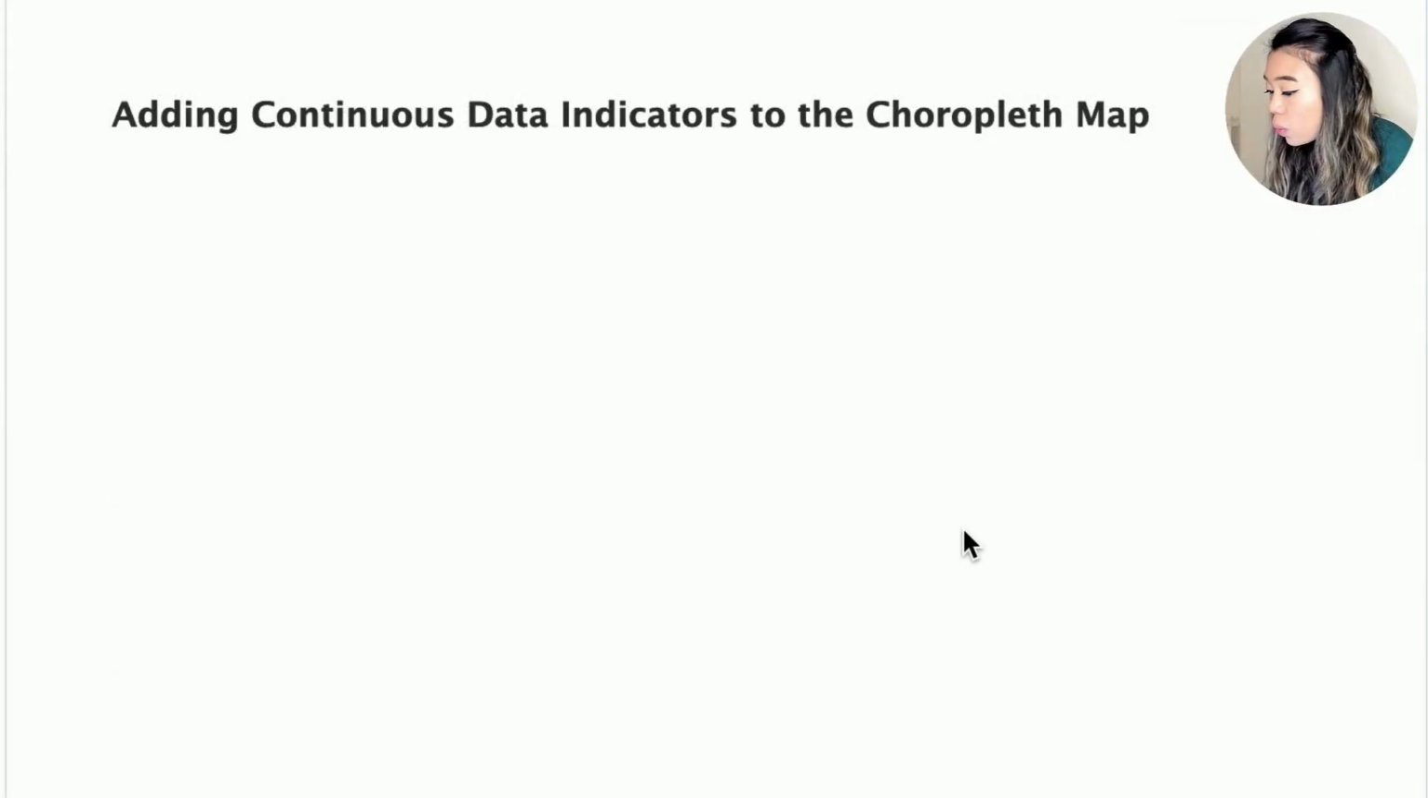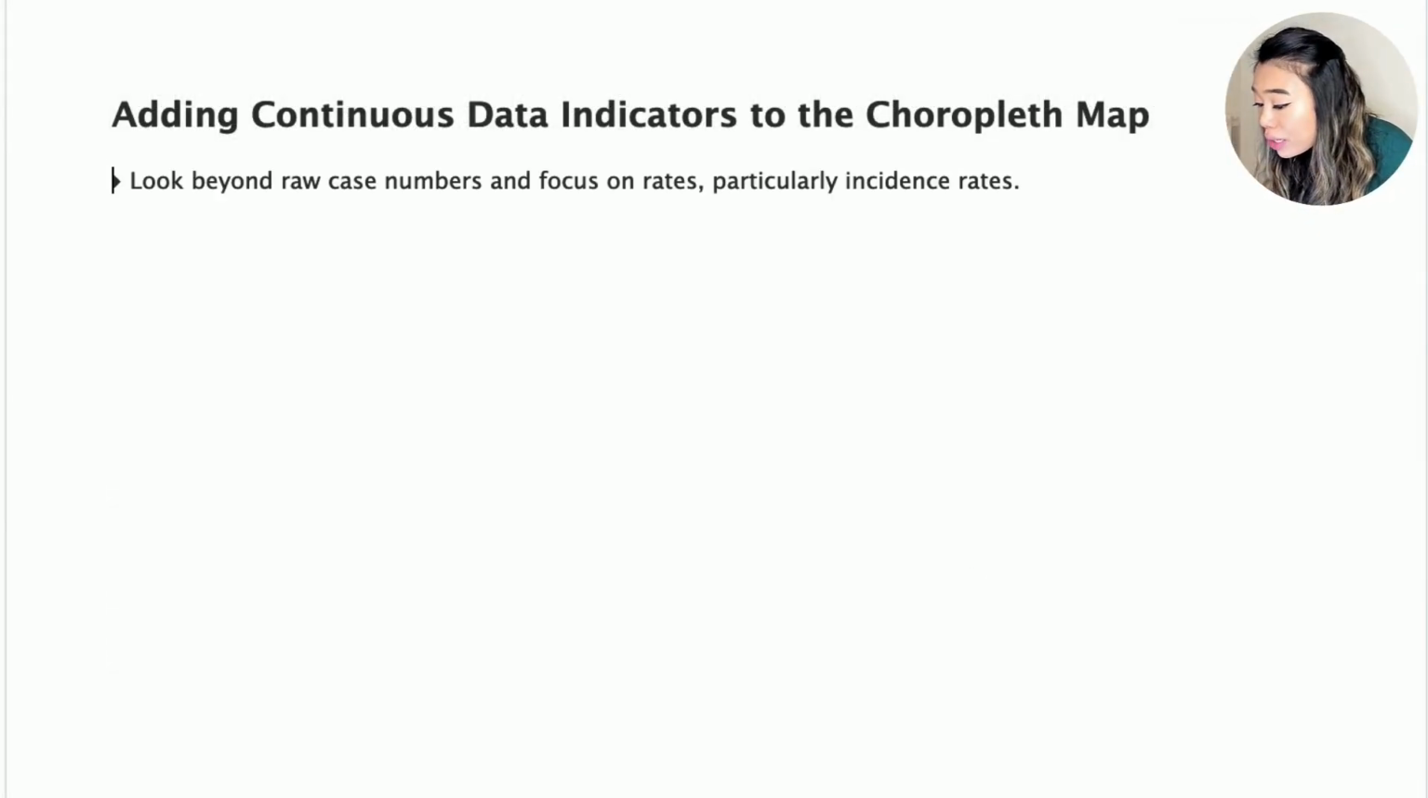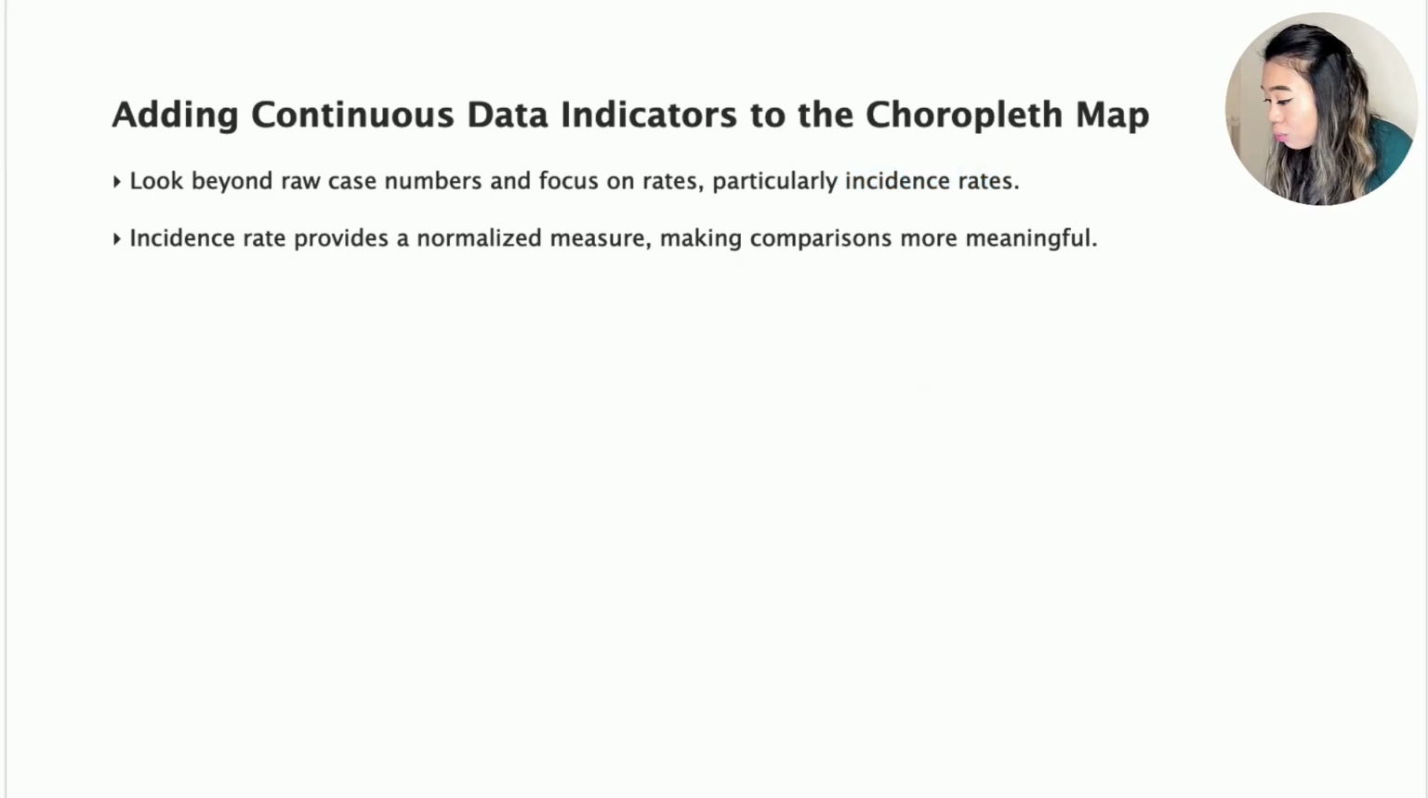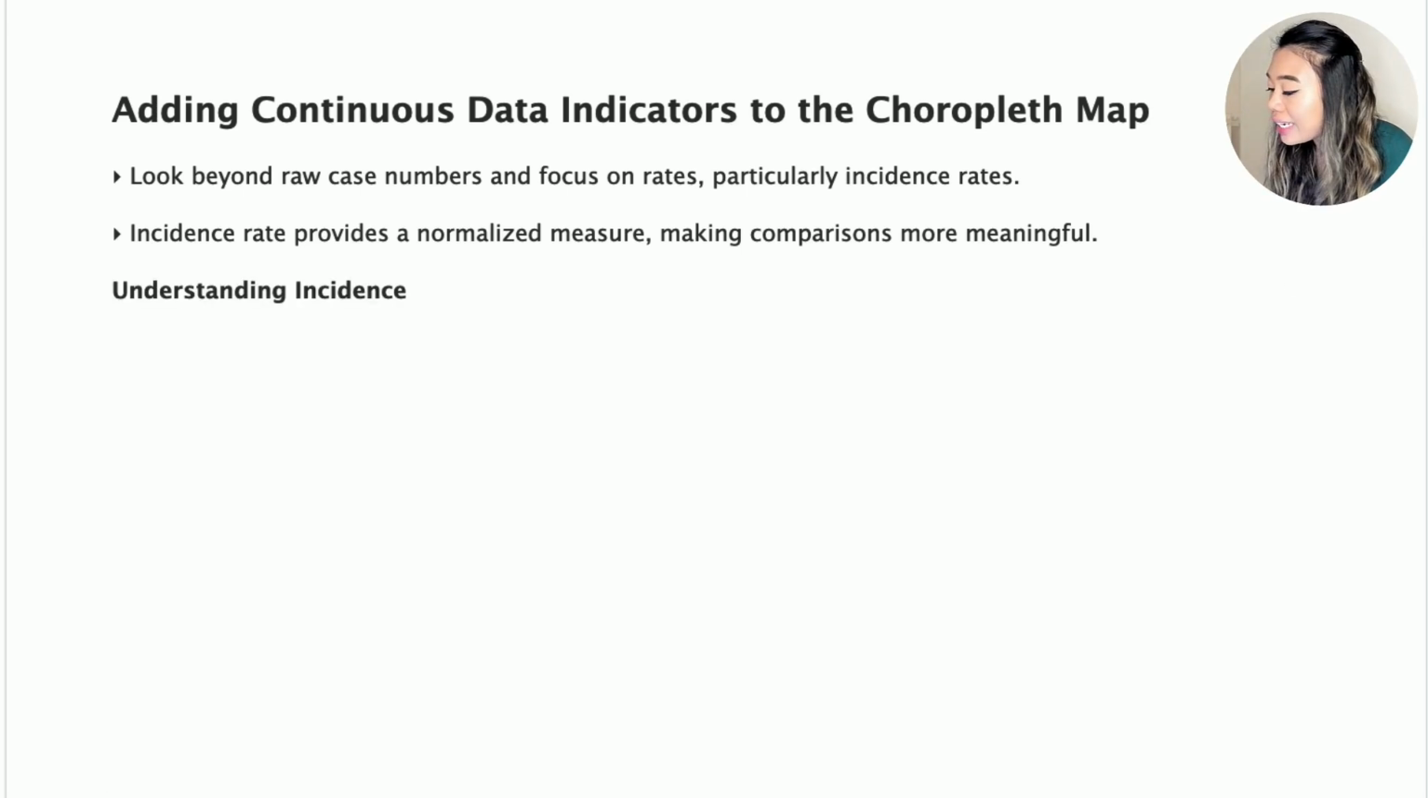Moving forward, when analyzing disease data, it's often useful to look beyond raw case numbers and focus on rates, particularly incidence rates. Now, the incidence rate provides a normalized measure that can account for differing population sizes across regions, making comparisons more meaningful. Let's first take a look at incidence rate and truly understand what it is.